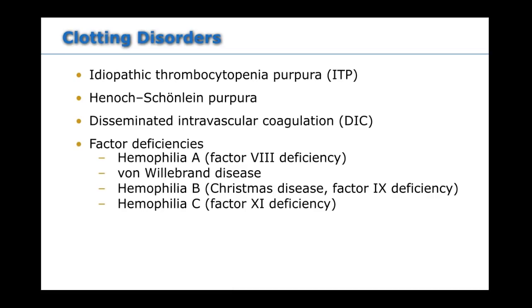All right, some clotting disorders we're going to talk about. We are going to focus on the factor deficiencies, the hemophilia A. We'll talk a little bit about HSP, Henoch-Schoenlein Purpura. The others, ITP, DIC, you can see those in children, but you'll be more likely to see them in adults. So we're going to eliminate those from our discussion.